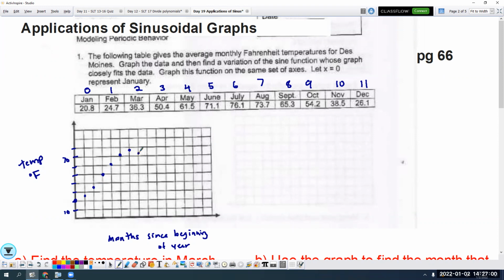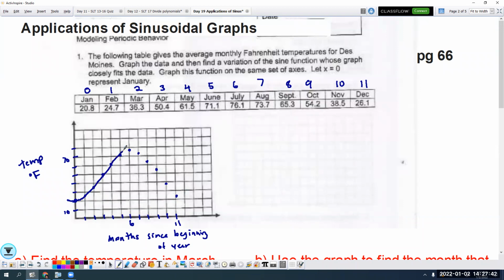And you can see we're developing a really nice sine curve. Well, it might be a cosine curve. Let's finish it off. And then we've got 54, 38, and on through 11. And then here in December, we've got 26.1, about that. Okay. So we can see that we've got this curve.